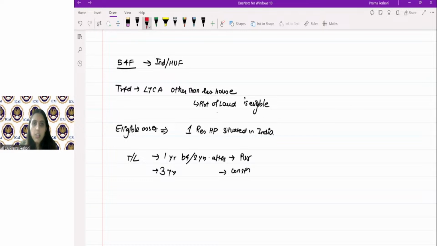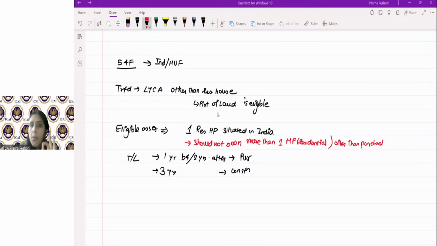So here the condition is he should not own more than one residential house property, other than the purchased one or constructed one. So he should not own more than one house property on the date of the transfer.